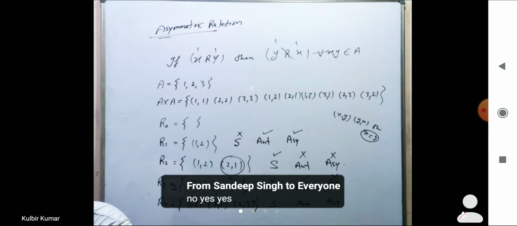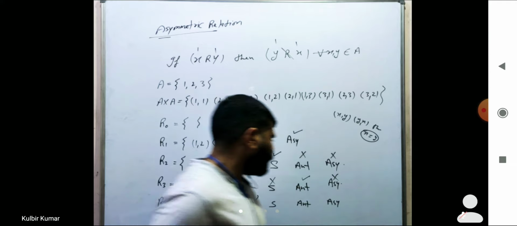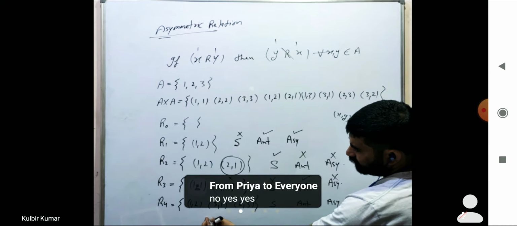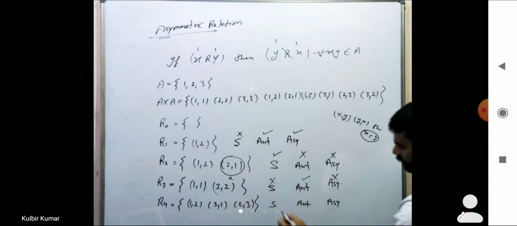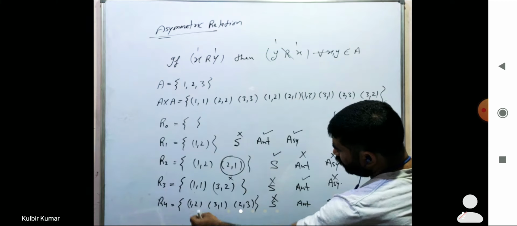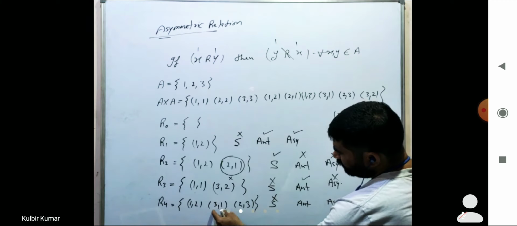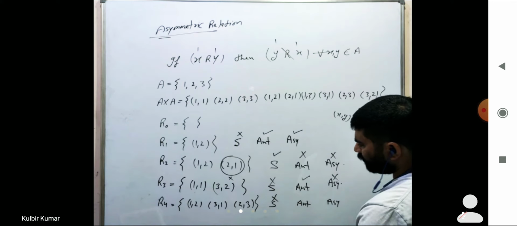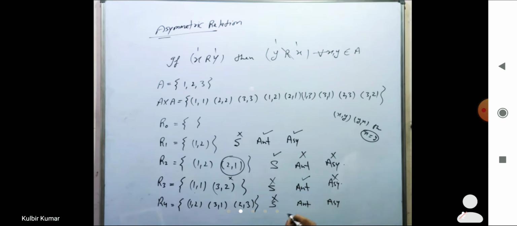Let's see. What about symmetric? If it is 1, 2, then 2, 1 should be there. So it is not a symmetric case. Not symmetric. What about antisymmetric? If it is 1, 2, and 2, 1 is not there, no problem. 3, 1, and 1, 3 is not there, no problem. 1, 2, and 2, 1 is not there, and here also no problem. So it is antisymmetric.